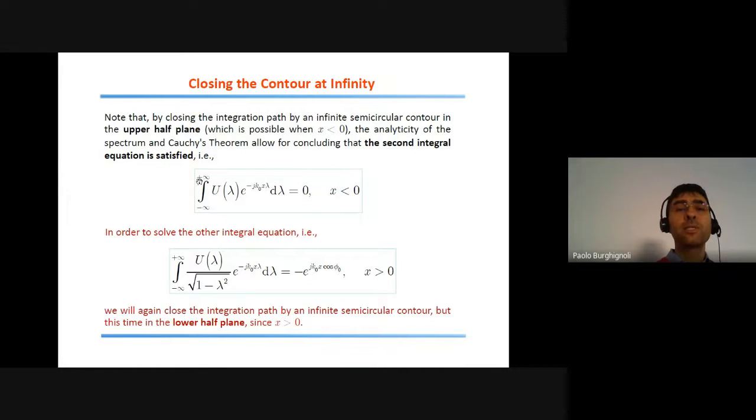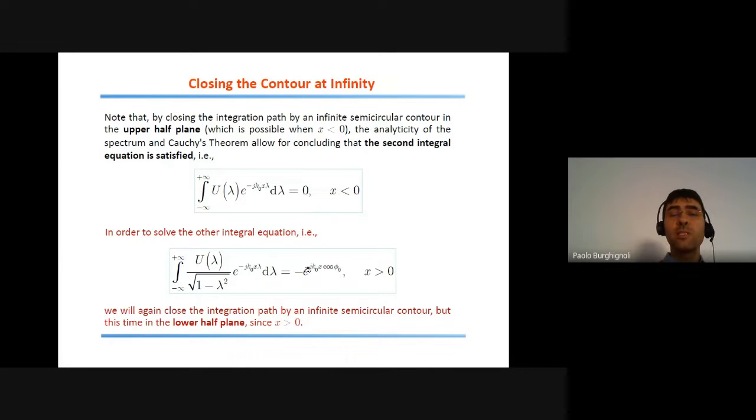And therefore, the second integral equation of our system of dual integral equations is identically satisfied. So the analyticity of the spectrum by itself guarantees that one of the two integral equations is satisfied. So what remains is the first integral equation, the one that comes from the boundary condition on the electric field.